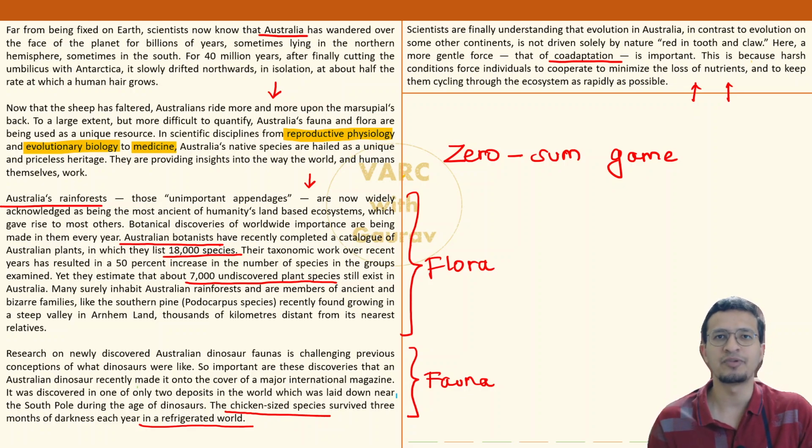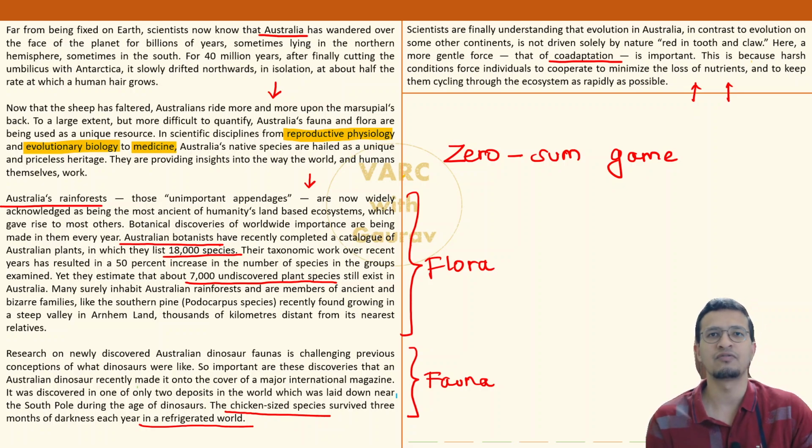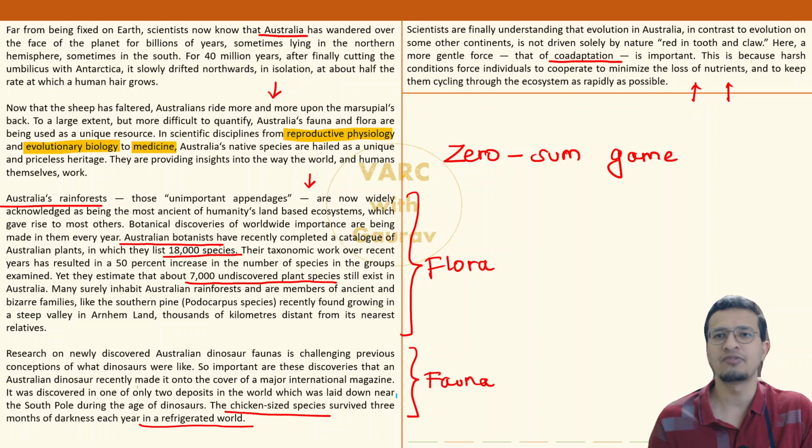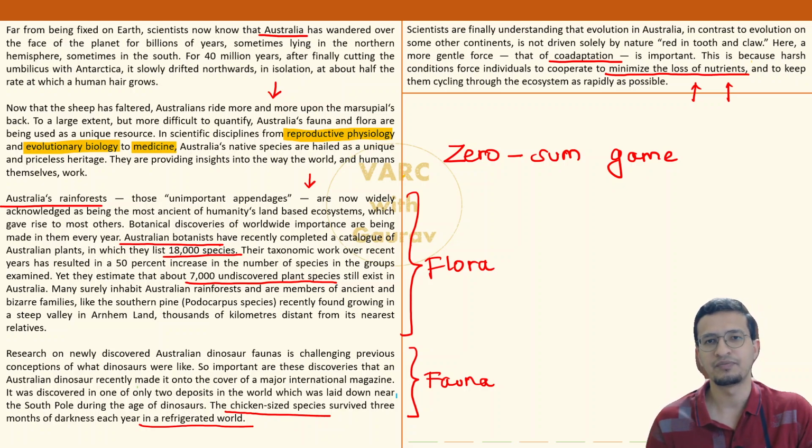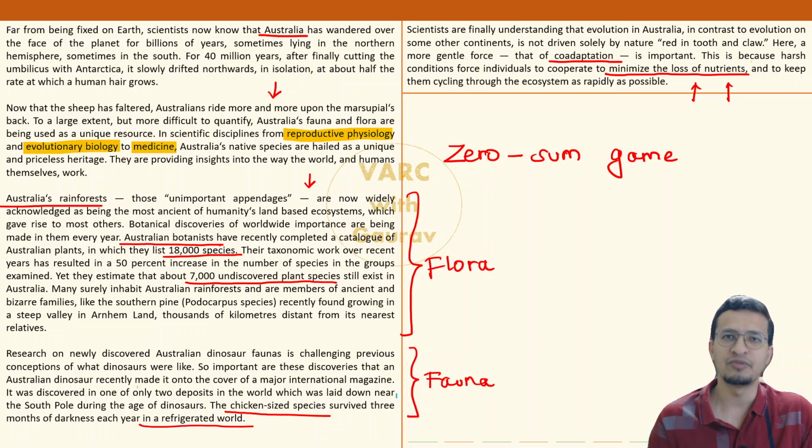Because the amount of nutrients present in the entire ecosystem is limited. Okay, because Australia, as we discussed, is an isolated place. It's not connected to the rest of the world like Asia, Europe, Africa, which are very strongly interconnected. So that is why nature in Australia took due care about how to survive, how to sustain itself. So, minimizing the loss of nutrients. So this is how a completely separate approach to evolution seems to have happened in Australia. Okay, and conserve the nutrients, minimize the loss of them, and keep them cycling through the ecosystem as rapidly as possible. Okay, fair enough.